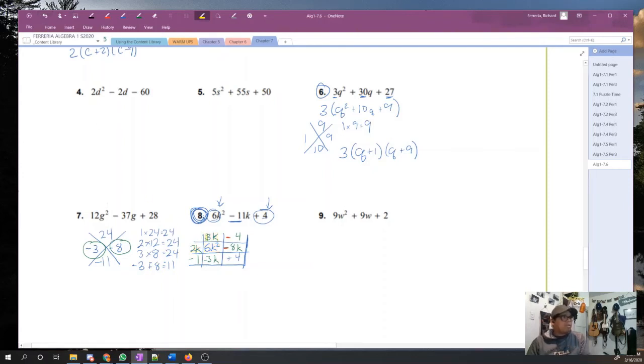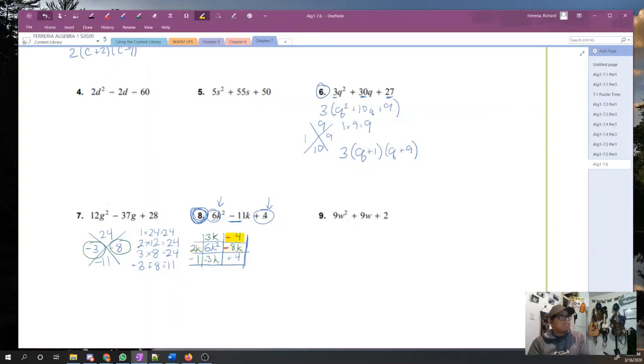How about 3k times negative 1? Do I get a negative 3k? Yeah, I do. So that works out. How about negative 4 times 2k? Does that give me negative 8k? Yeah, it does.